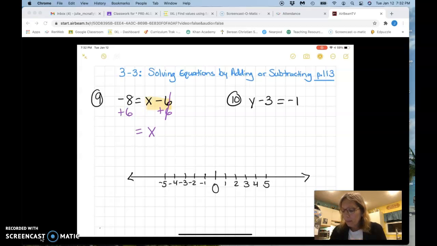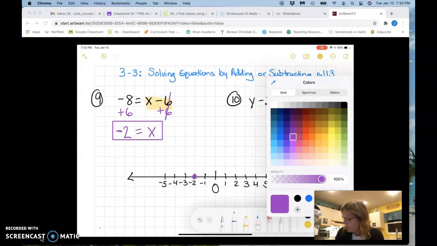And then negative 8 plus 6, the signs are different, so I subtract. 8 minus 6 is 2, but the answer takes the sign of the bigger number, which is negative on this one. So x equals negative 2. And now they just want me to graph that on the number line. So all I have to do is plot a point on negative 2 because it's telling me x equals negative 2. And that's it. Okay, so solve and then plot your point. Let's do the same thing on the next one.